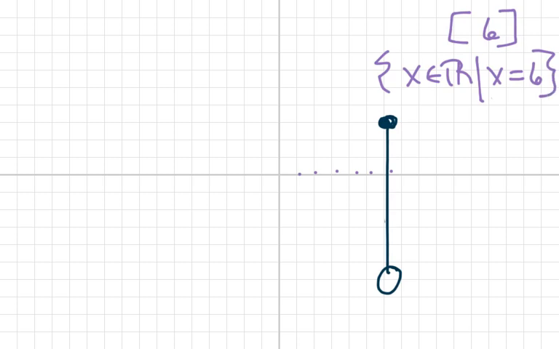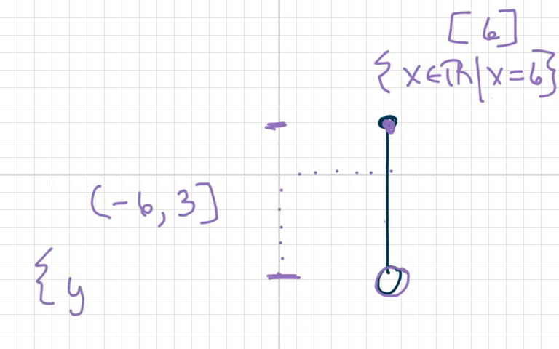For the range, we're going from the bottom up, and this is 1, 2, 3, 4, 5, 6. -6 to 3. It can equal 3 because that's closed, but it can't equal -6. And you would write y is included in the reals such that y is in between -6 and 3. It can equal 3, and then you put the little curly braces there.